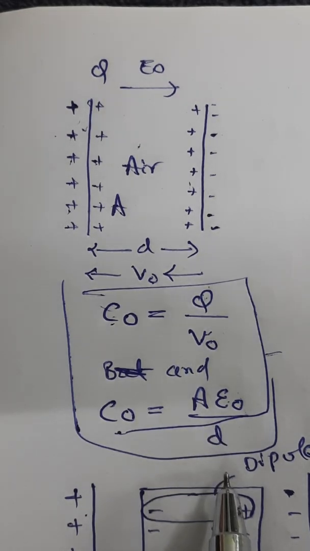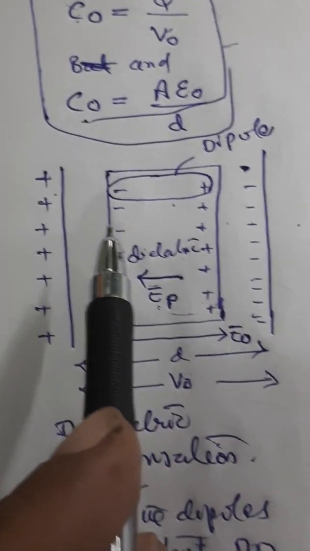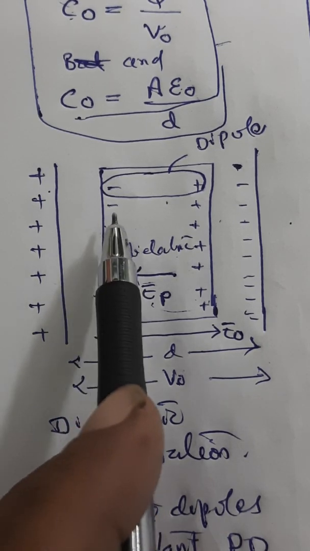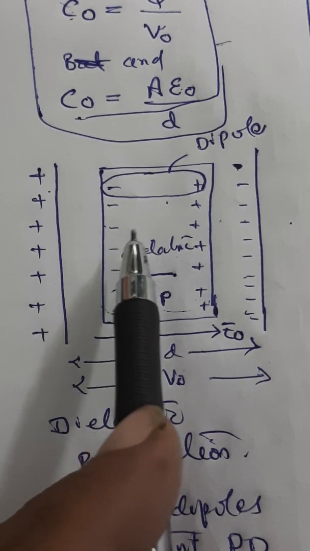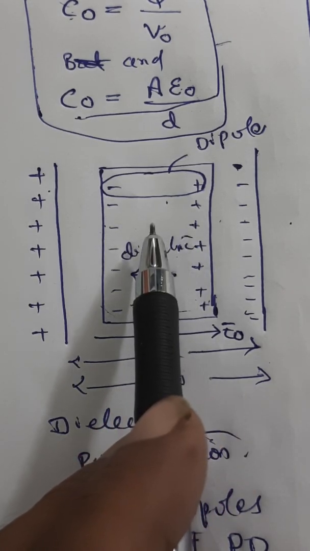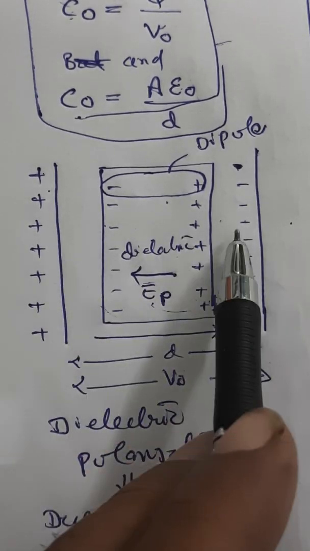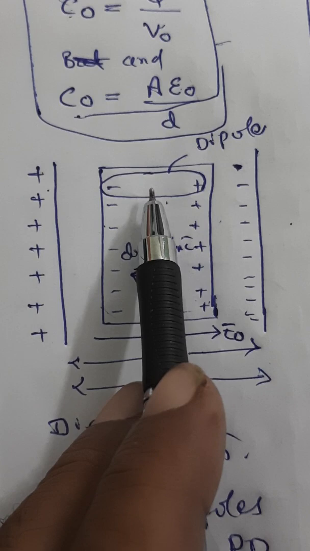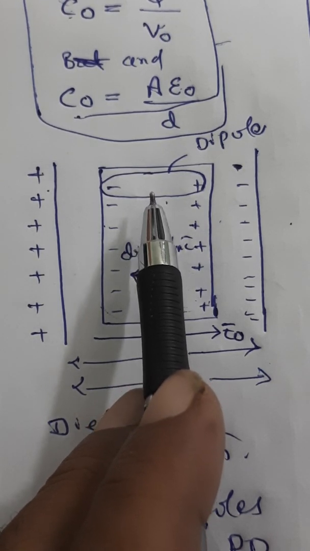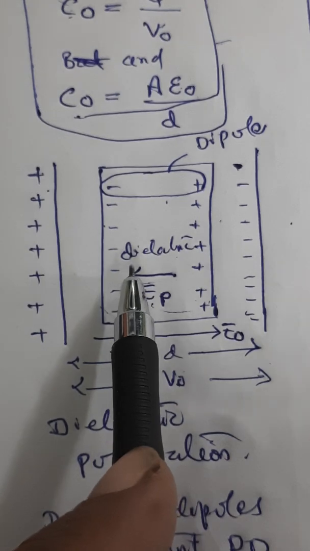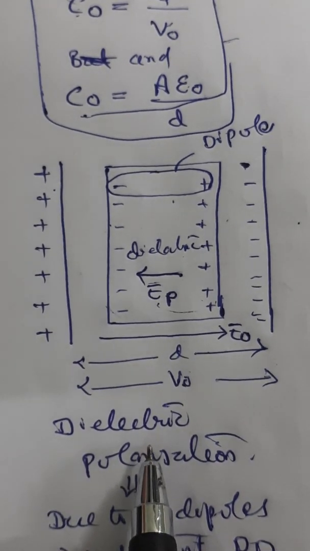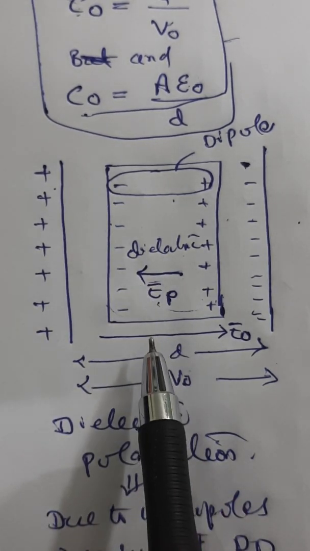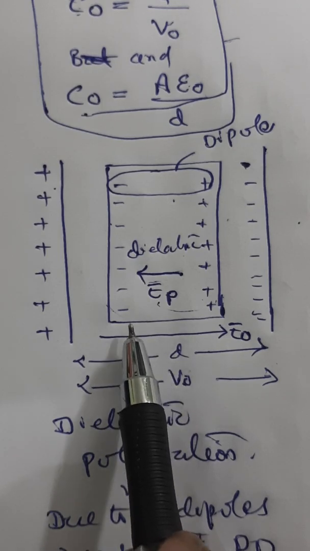Now you are introducing a dielectric into the capacitor. So when the dielectric is introduced into the capacitor, opposite charges are induced on the two faces of the dielectric, which are very close to the charged plates. So these induced positive and negative charges act as dipoles, and therefore they have a net dipole moment. This phenomenon is what I told you is known as dielectric polarization.